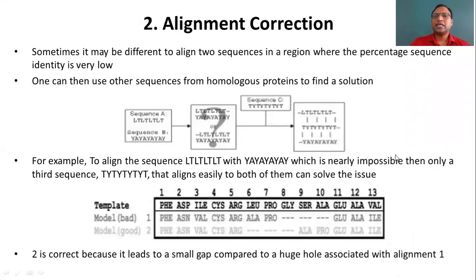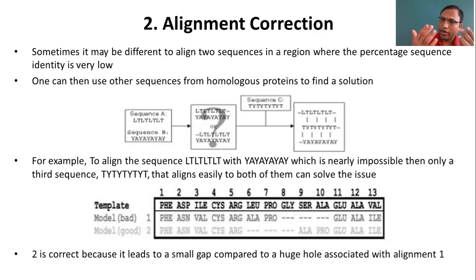The second thing is alignment correction. What we are doing is, sometimes it may be difficult to align two sequences in a region where the percentage sequence identity is very low. So if it is below 30%, what will happen? Similarities are there, but the score below 30% is not there, so what will we do? For those cases, we have to go for alignment correction. One can then use other sequences for homologous proteins to find a solution.